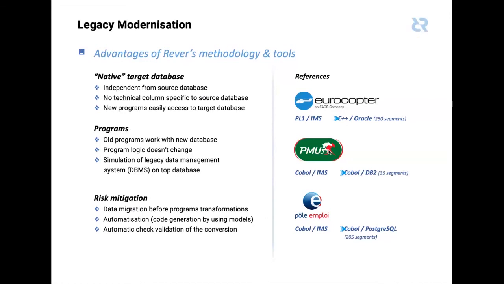And then, of course, the risk mitigation, which is extremely important, seeing that many data migration projects fail, is that data migration is actually performed before the programs are transformed, migrated or rewritten. There's very strong automation by code generation by using the models, and there's an automatic check and validation of that conversion. So you will have an immediate impact on data quality, on the speed of your migration, and so on.